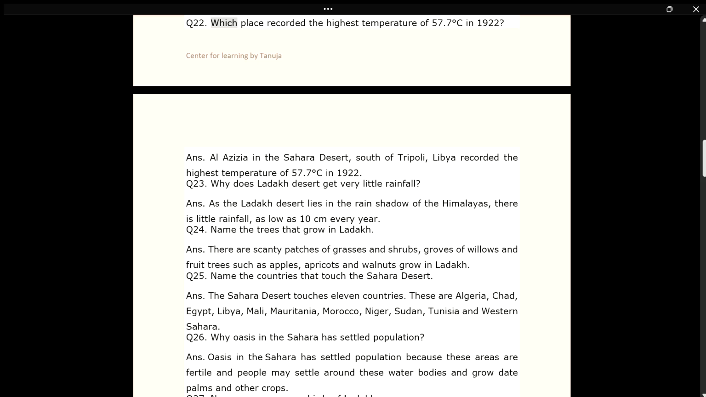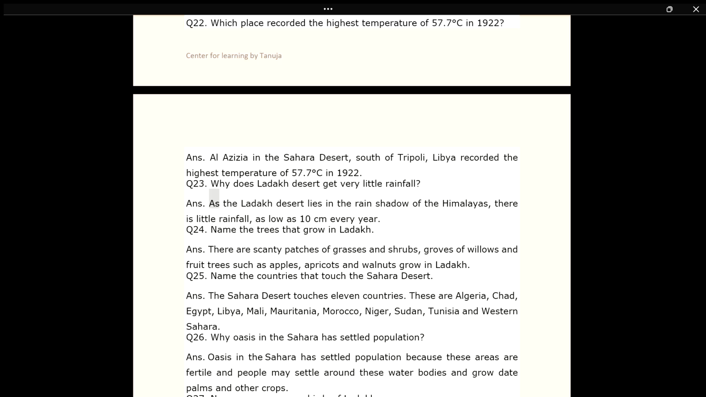Q22. Which place recorded the highest temperature of 57.7 degrees Celsius in 1922? Ans. Al Azizia in the Sahara Desert, south of Tripoli, Libya recorded the highest temperature of 57.7 degrees Celsius in 1922.